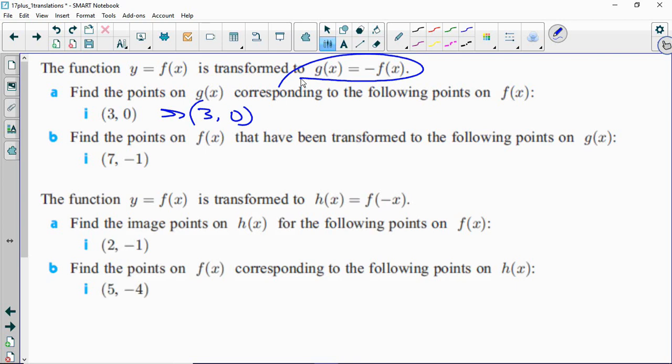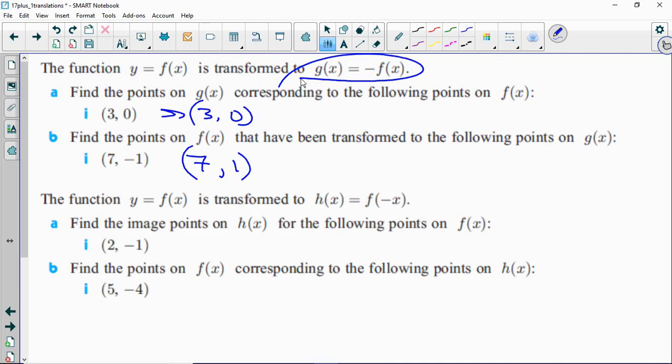Again, this is the image point, although it doesn't really matter with the reflection, does it? We're still just reflecting either way. So 7, negative 1 would have come from the point 7, 1. The x value is not going to change at all. This is a vertical reflection, so the y value is the only thing that's going to flip over the x-axis.